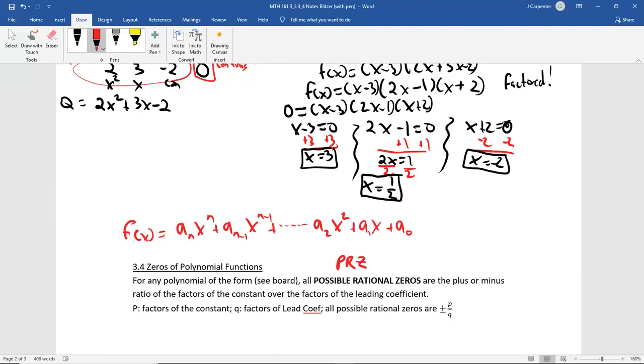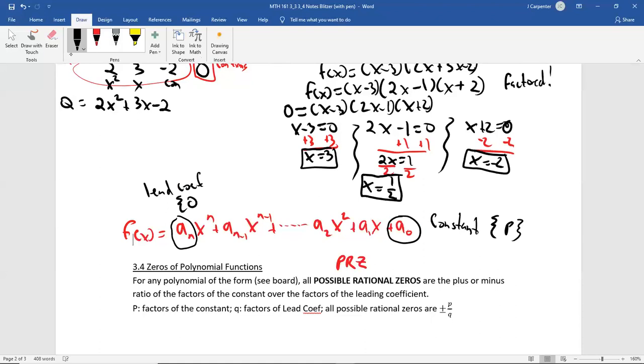So I'm going to give a couple letters. This is pretty standard that we call P the list of the factors of the constant. So remember the number at the end. This is our constant, which we will relate to P, and the leading coefficient is the first number when they're in descending order, and that's what will relate to the Q. The upper and lower case doesn't matter. This is not Q for quotient, it's just the letter Q.